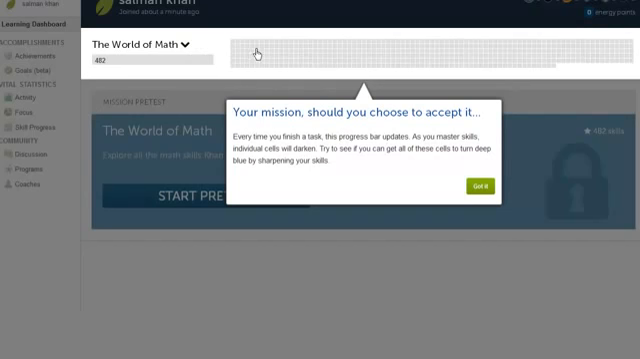Now, these squares that you see, for those of you who are familiar with our knowledge map, you can kind of view it as a condensed knowledge map for the particular mission that you're thinking about. So here, there are 482 boxes. Each of these represents a skill. It represents a type of math problem.